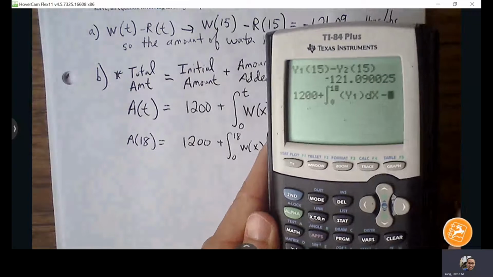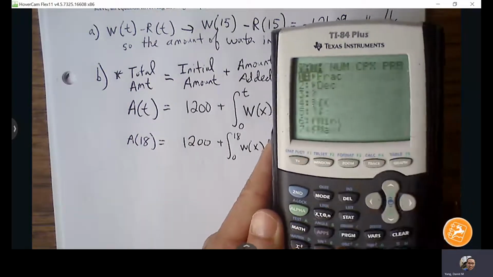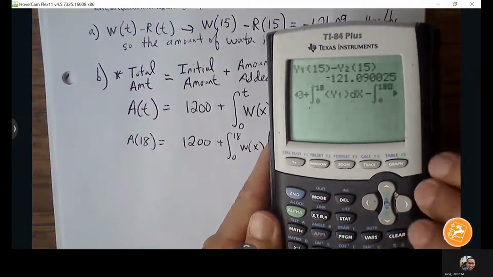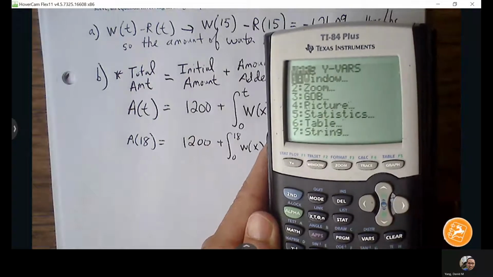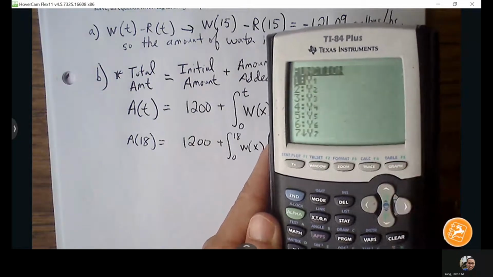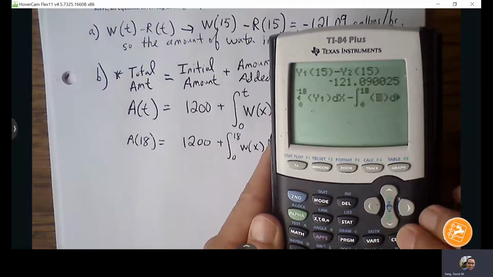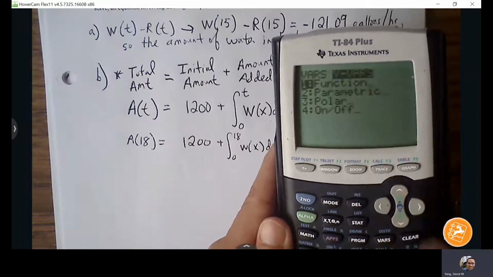Okay. So I want to subtract the amount that has been removed from the tank. MATH 9 again. Oops. VARS.